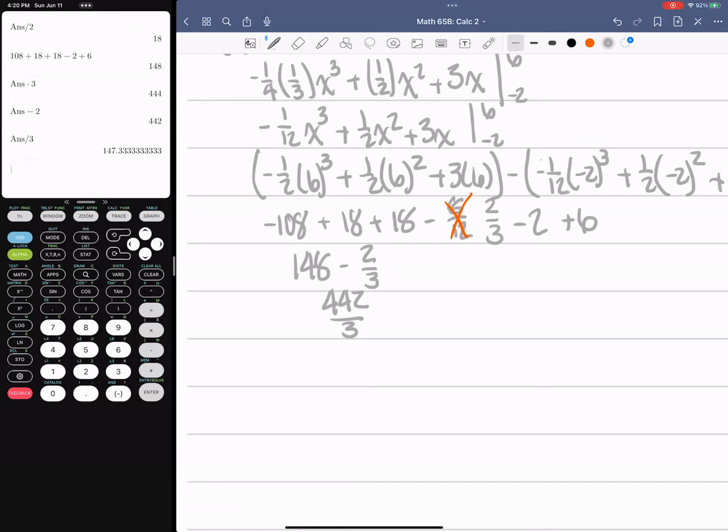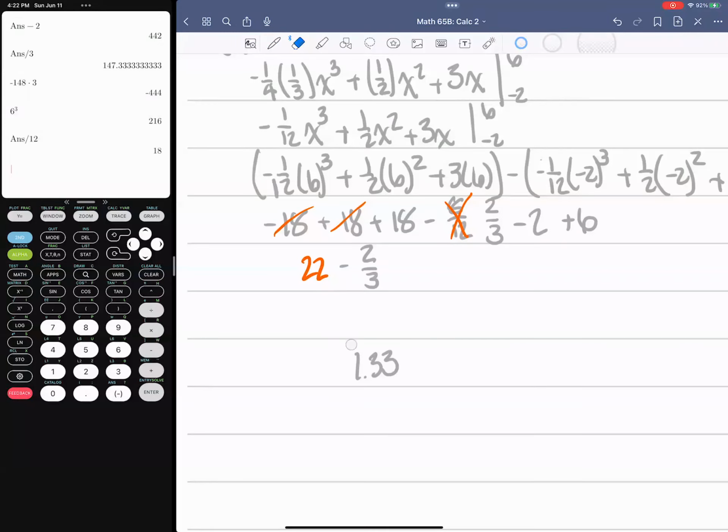147. This feels like it might be a little off. I found it. Okay. We have divided by 12 here. I should have divided by 12 here. This would have been a negative 18. Making this a little bit different. So negative 18, positive 18. So now we have 18, 16, 22. Let's see if that makes it better.